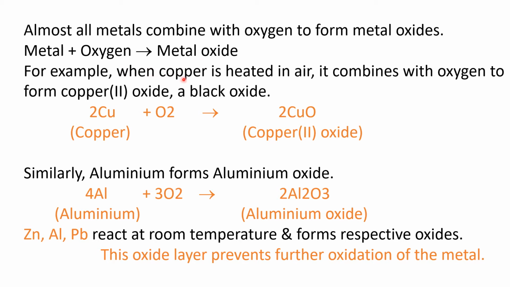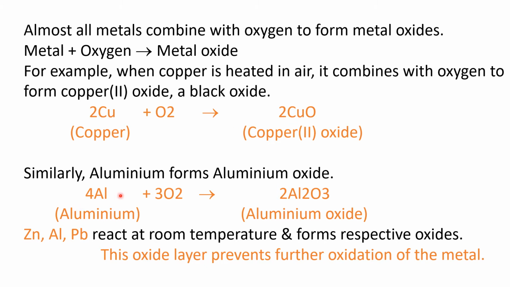For example, when copper is heated in air, it combines with oxygen to form copper oxide, a black oxide. So here, the metal copper, when it is heated, combines with oxygen and forms copper oxide. This copper oxide is black in color. Its equation is 2Cu plus O2 gives rise to 2CuO, cupric oxide.